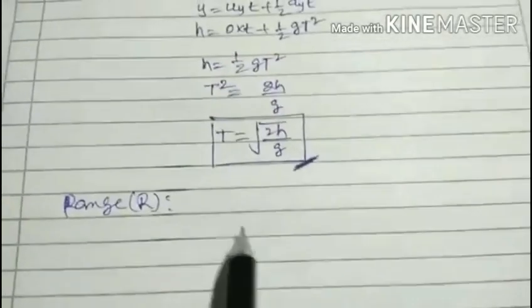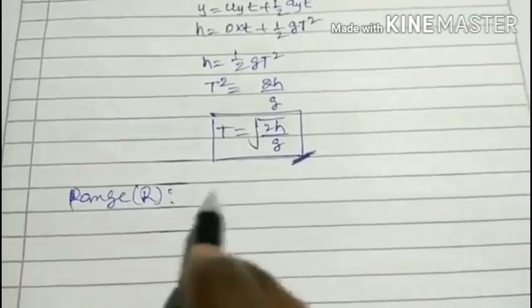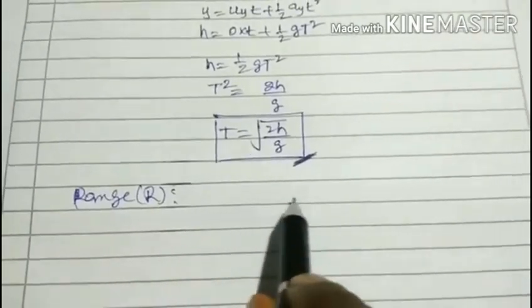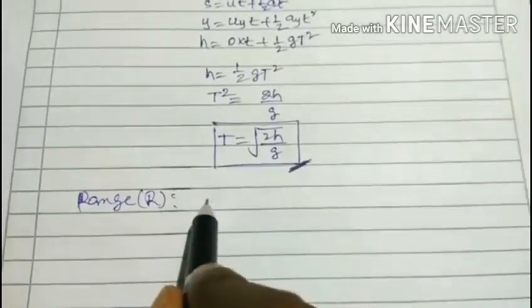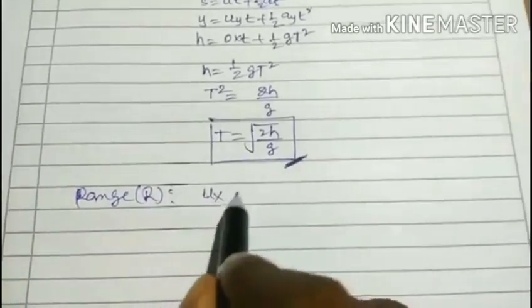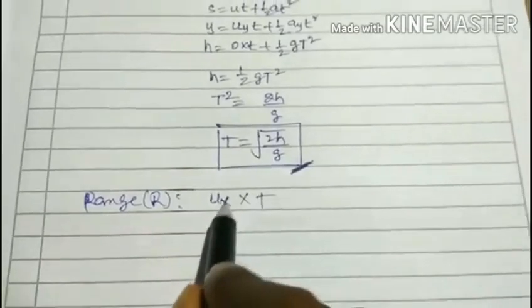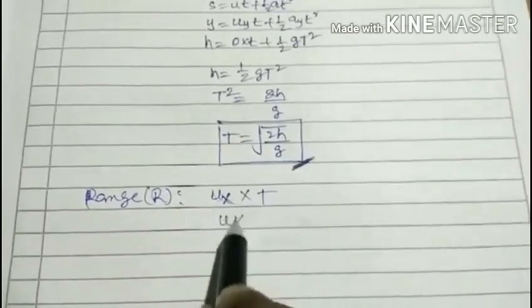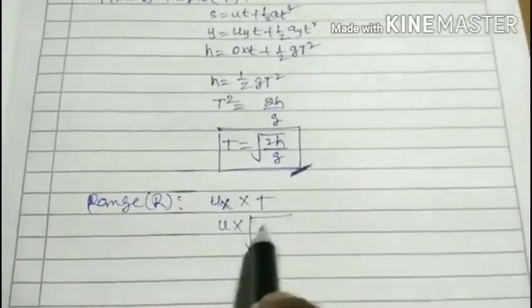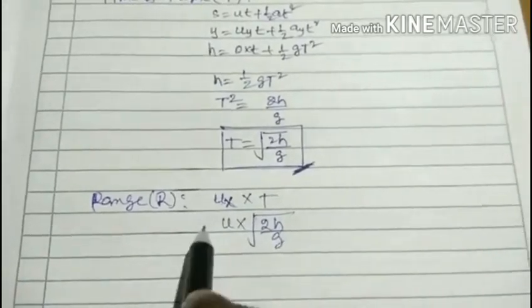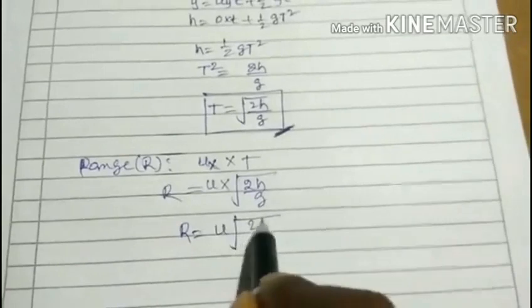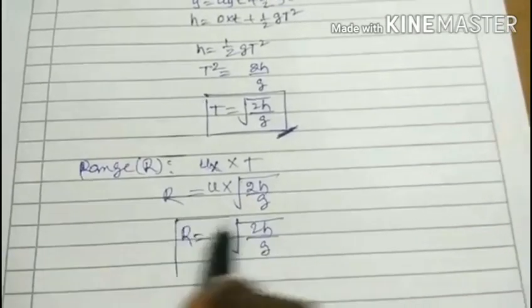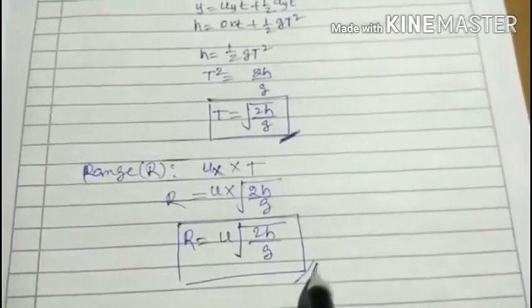Now the range of the projectile. The horizontal distance traveled by the particle is horizontal velocity into time, so it is ux into time. Ux is nothing but u, and the time of flight is under root of 2h by g. So this is equal to r. Therefore r is equal to u into under root of 2h by g. This is the range of the horizontal projectile body.